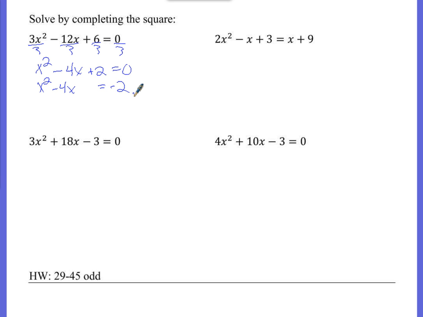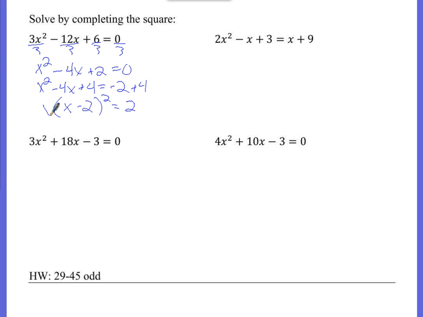Complete the square. 4. Take this b, divide it by 2, and you get 2. Square it, and you get 4. So I'm adding 4 in on this side, which means I have to add 4 on the other side. So now we have a perfect square trinomial here. It will turn into what? Squared equals 2.